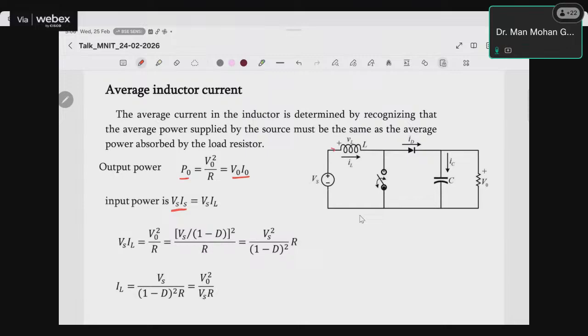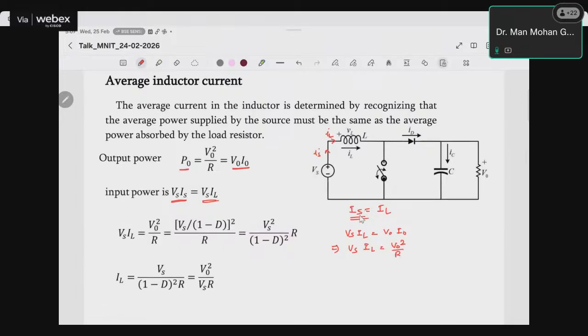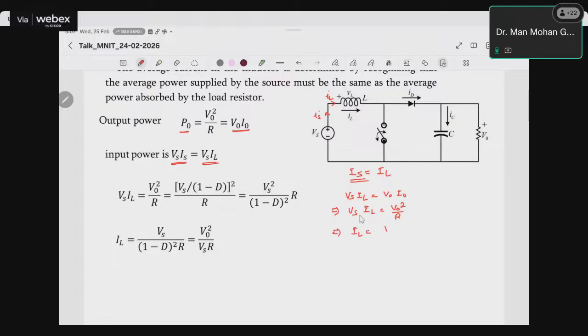And the inductor is connected here. So if this is the Is, the same is the IL, right? It means whatever the average value of Is, the same will be the average value of IL. So Is, the average value of the source current, is equal to the average value of this inductor current. So Vs into IL, that we have written here. Now this Vs IL should be equal to V node into I node, right? We can write Vs IL equal to V node I node, as V node square upon R, right? So from here IL comes out to be V node square upon R into Vs, right?